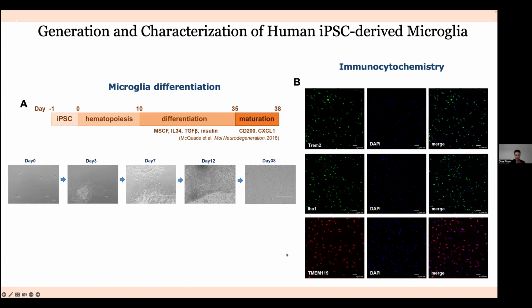In figure B, we're showing immunocytochemistry and expression of common microglia markers, TREM2, IBA1, and TMEM119, counterstained with DAPI. So next.